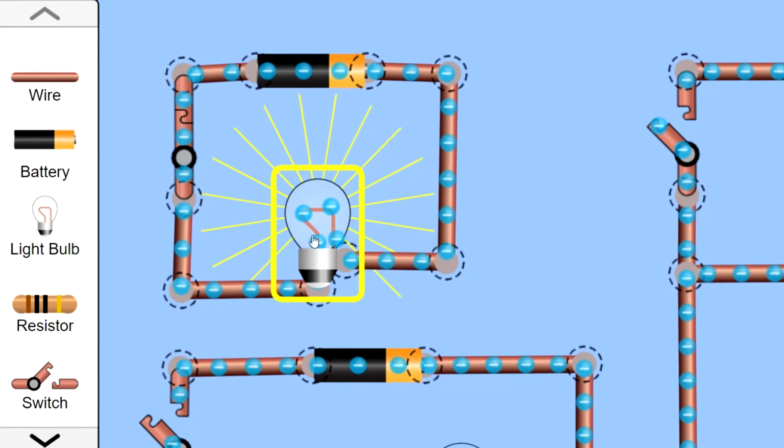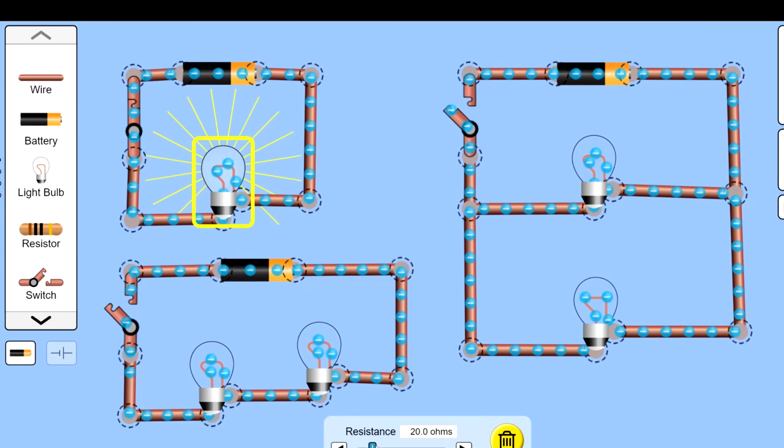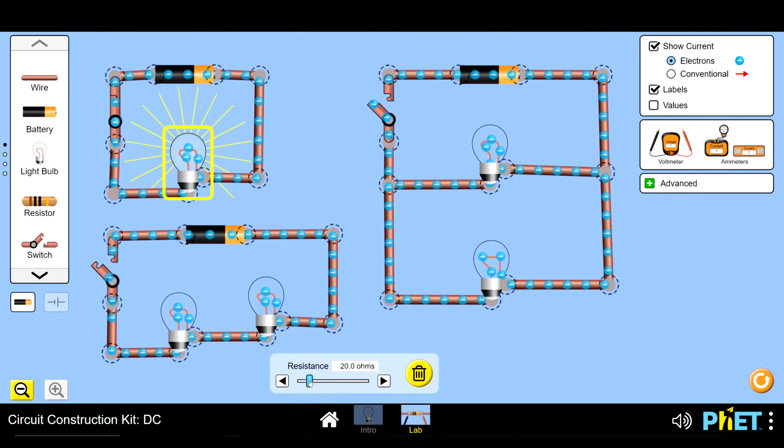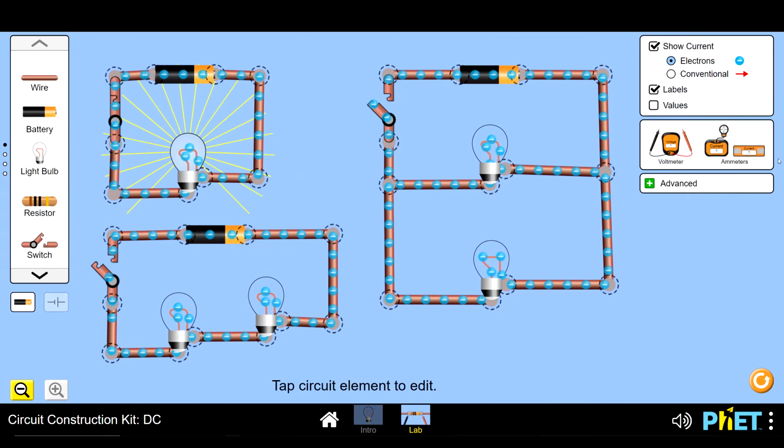Now let's see if the speed of the electrons changes if this is an easier bulb to move through. Let's change this 20 ohms to 10 ohms. Now the bulb is twice as easy to move through because I halved its resistance. Let's check the current. Now instead of 0.5, the current is a full 1 amp. The current doubled in this circuit because the resistance became 1/2 as much.